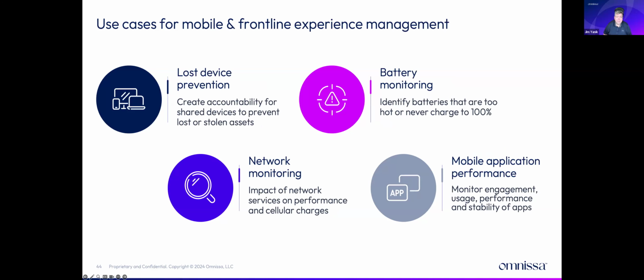On the frontline side, we also already talked about some of this. The battery monitoring and the lost device prevention are two big ones. And also just generally performance, because we want to make sure people are not being frustrated by those devices. Is the app running slow? Those kinds of things, so we can remediate them. It ups productivity, obviously, but also ups the happiness level, which is really important, because you don't want somebody frustrated with a device that can't do their job.